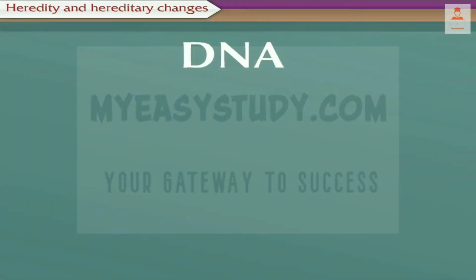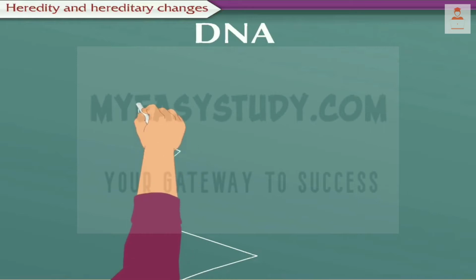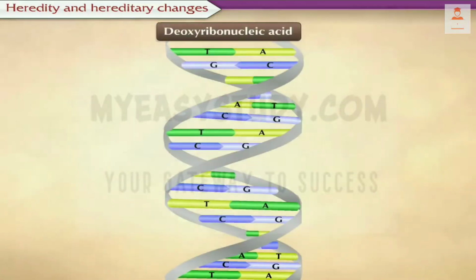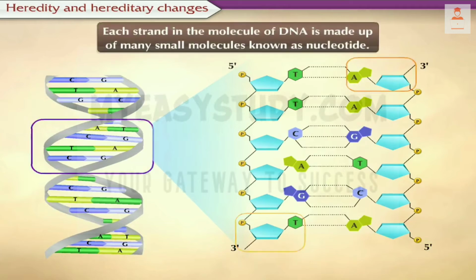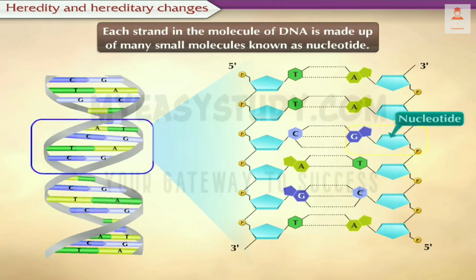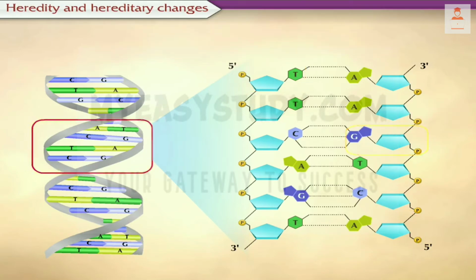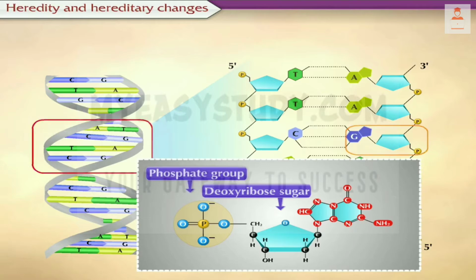First, let us draw the structure of a DNA. DNA stands for deoxyribonucleic acid. It is a double helix structure. Each strand in the molecule of DNA is made up of many small molecules known as nucleotides. A nucleotide is made up of three main components: deoxyribose sugar, phosphate group, and nitrogen base.